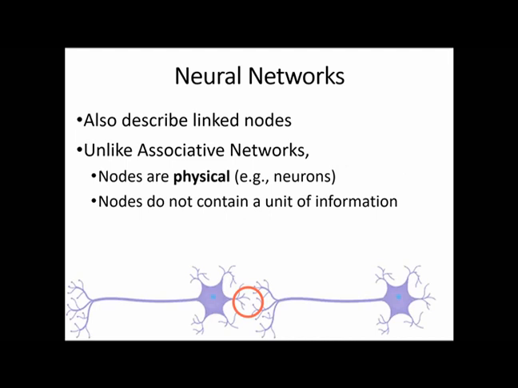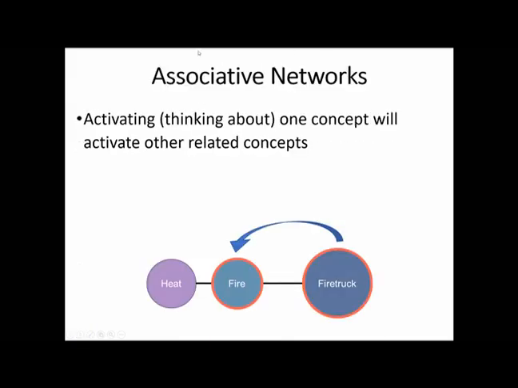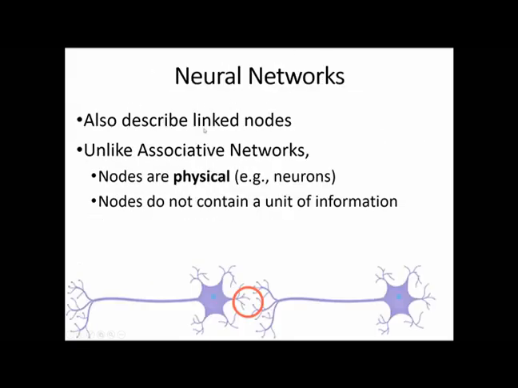Another way that we can think about organizing and storing information is in the idea of neural networks. Just like our associative networks, we're still talking about linked nodes, but for our associative networks, those nodes were abstract concepts that were closely related. For a neural network, we're actually talking about physical objects. So a node would be one of our neurons. Our connection between neurons is how we are connecting our nodes.